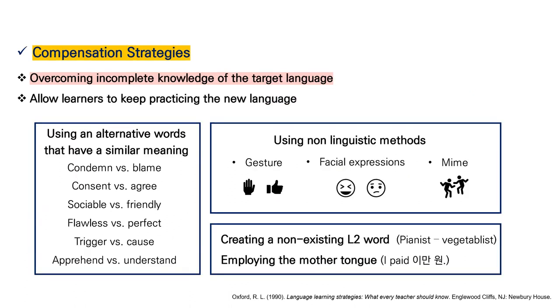The last category of direct strategies are compensation strategies. These strategies are used to overcome incomplete knowledge of the target language. Compensation strategies are very beneficial for language learning because they allow L2 learners to keep practicing the new language despite the deficiency in knowledge. These strategies include such behaviors as using alternative words that have a similar meaning to the target word, or using non-linguistic methods like gesture, facial expressions, and mime. Creating a non-existing L2 word or employing the mother tongue without translation are also included in compensation strategies.